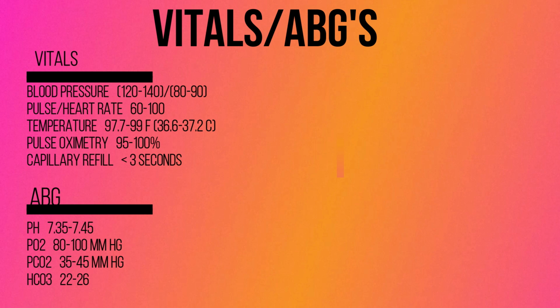Next we go on to pulse oximetry, which most people call pulse ox. A normal pulse ox is 95 to 100%. What this is telling you is the measurement of the oxygen level in the blood. 95 to 100 is normal. Anywhere between 90 to 95, you would put someone on nasal cannula. If they're not maintaining above 90, then you would do further interventions.